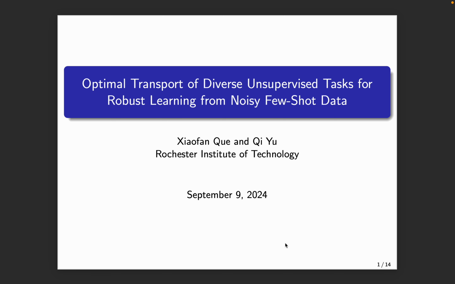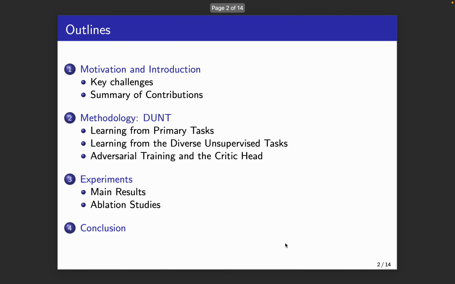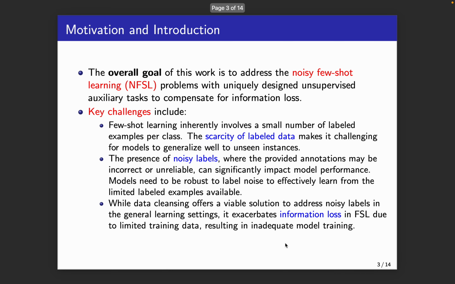In this presentation, we are going to introduce our work, Optimal Transport of Diverse Unsupervised Text for Robust Learning from Noisy Few-Shot Data, published at ECCV 2024 with the authors Xiaofan Xue and Qiyu from Rochester Institute of Technology. Here goes the outline of this presentation.